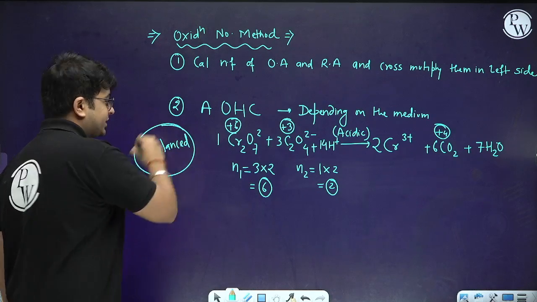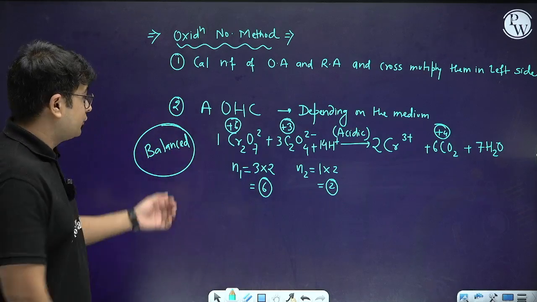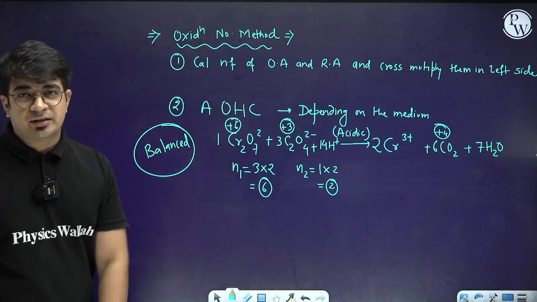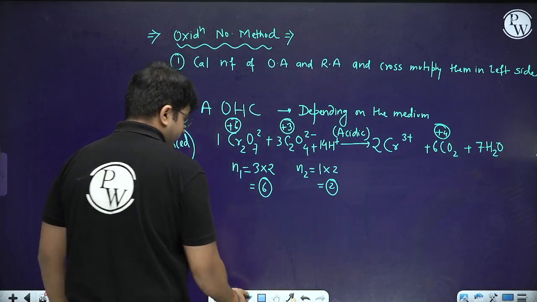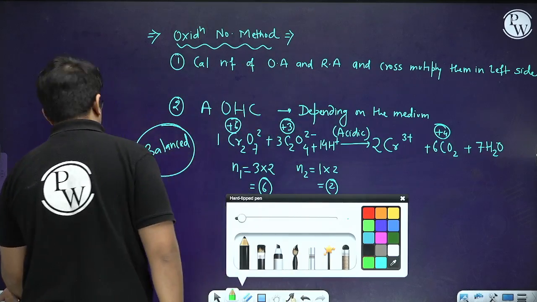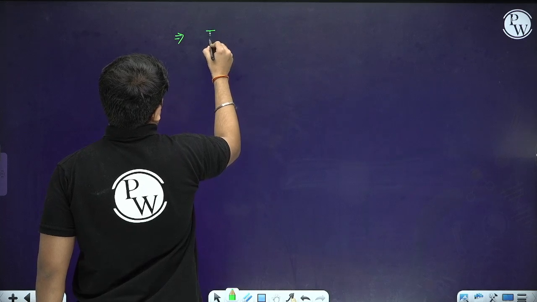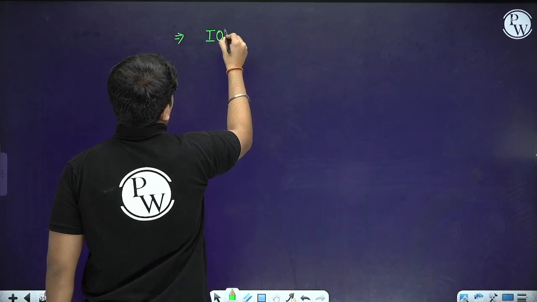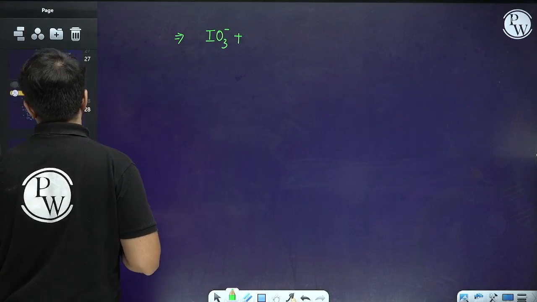So this is the basic idea about the entire analysis of the reactions which involve the oxidation number method. It's very easy to deal with the oxidation number method. Now let's talk about the second reaction which we were doing. That was, I guess, IO3 negative plus, I'm not sure about the reaction. Let's find out.